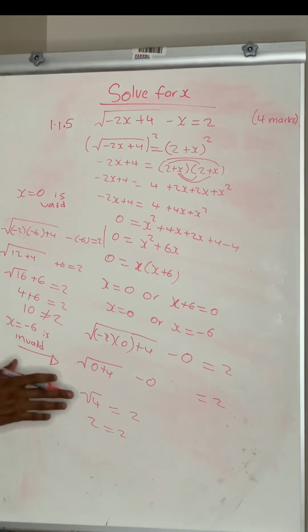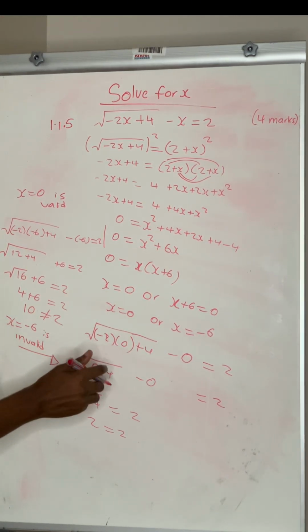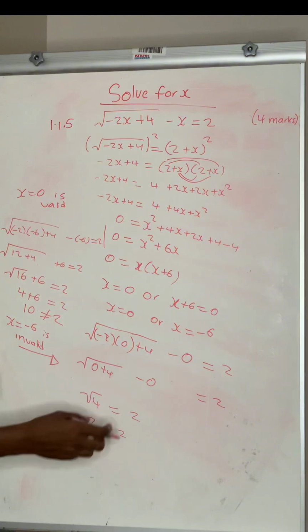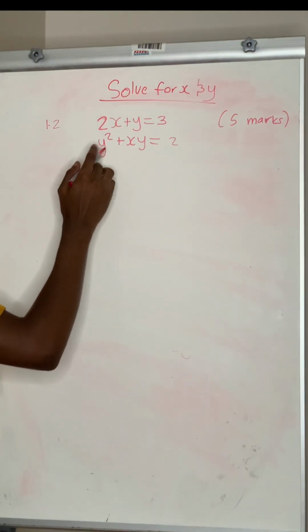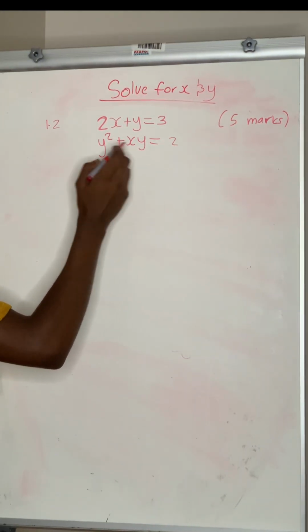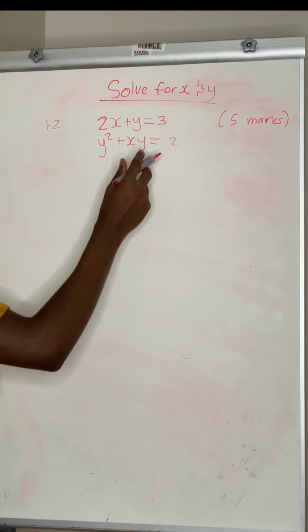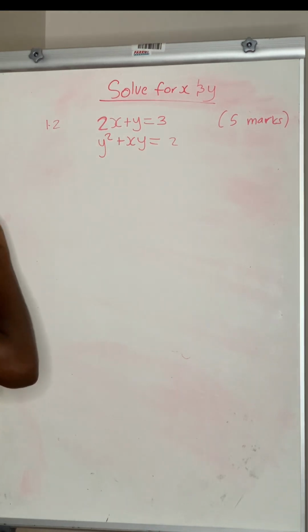So whenever you're dealing with a square root equation, it is very important to check whether your solutions are valid or invalid. Let's solve for x and y. 2x plus y is equal to 3. y squared plus xy is equal to 2. So this is 5 marks. So this is a simultaneous equation.